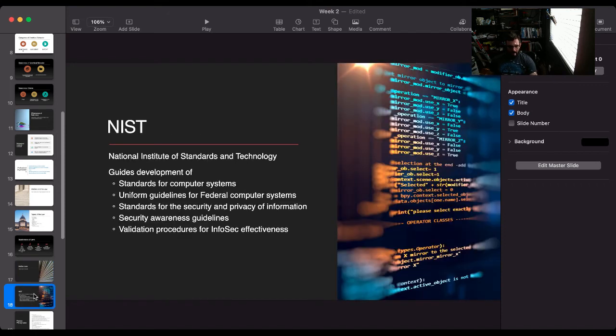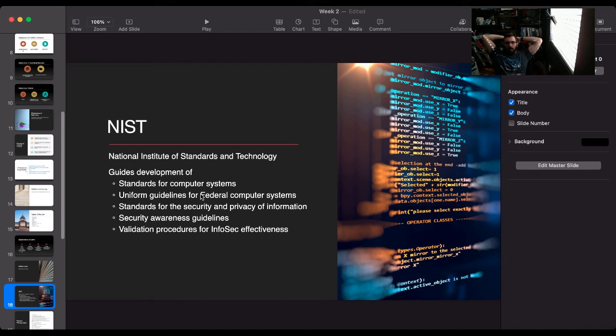Now, moving on, NIST. NIST is a government agency, the National Institute of Standards and Technology, and they guide several areas: standards and guidelines for computer systems in the federal and state governments, standards for security and privacy, security awareness guidelines, and then validation procedures for how secure you are. If you've never gone to the NIST website, you should do so and take a look around. This is an area where I do a lot of things, so if you have questions in this area, please feel free to ask. I work with NIST quite extensively.